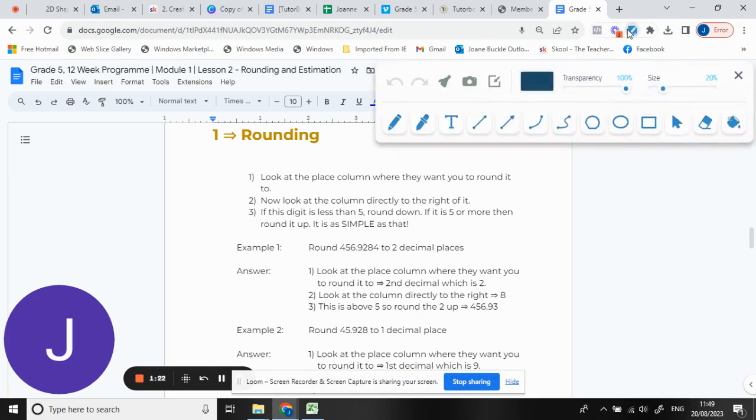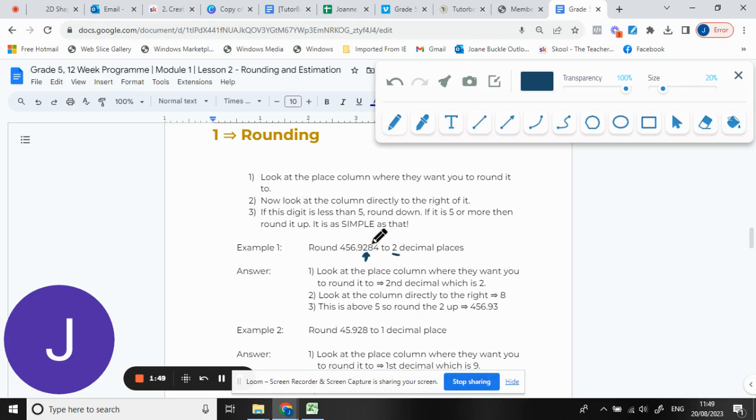This question then, let's get the pen tool sorted. So look at the place column where you want to round it to initially. So highlight that, okay? Take a highlighter with you. That's 2 decimal places. So that means we want to end the number after 2 decimal places. That is the number which we want the last number to be. Now look at the column directly to the right of it, okay? The number directly to the right is an 8.